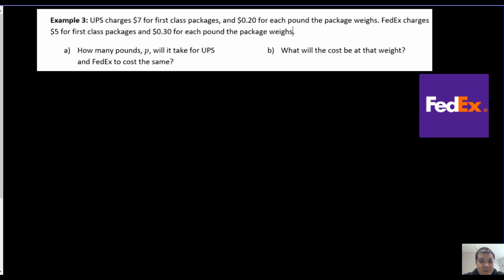This one says UPS charges $7 for first class packages and 20 cents for each pound the package weighs. FedEx charges $5 for first class packages and 30 cents for each pound the package weighs. How many pounds will it take for UPS and FedEx to cost the same? So go ahead and try part A out on your own.